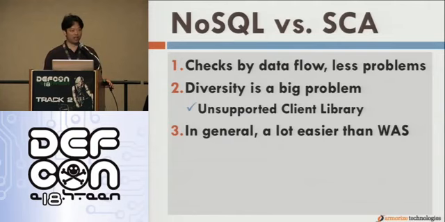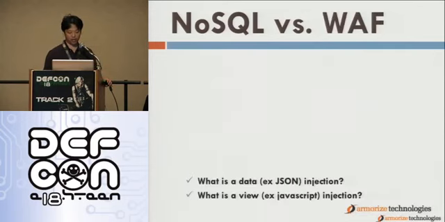NoSQL impacts on static analysis or source code analysis. Source code analysis checks by data flow, so there's less of a problem. But diversity is a big problem because you have to recognize so many implementations of NoSQL databases. And right now, there are a lot of unsupported client libraries. But in general, it's a lot easier than for web application scanners.